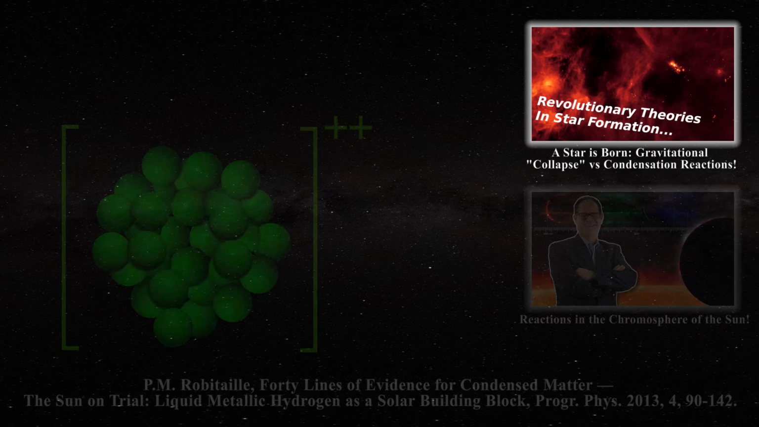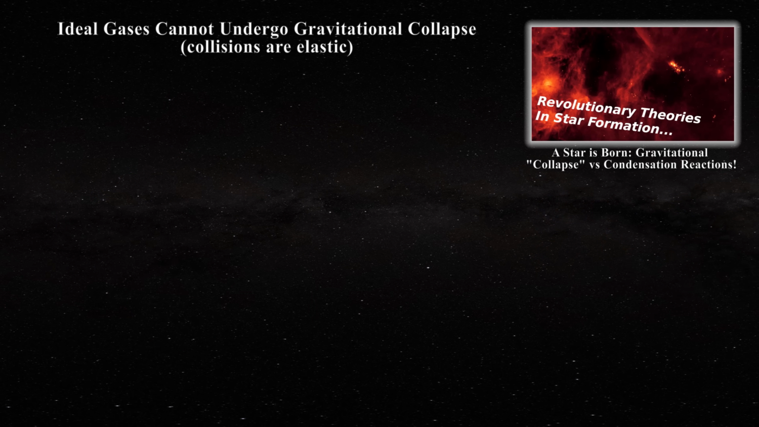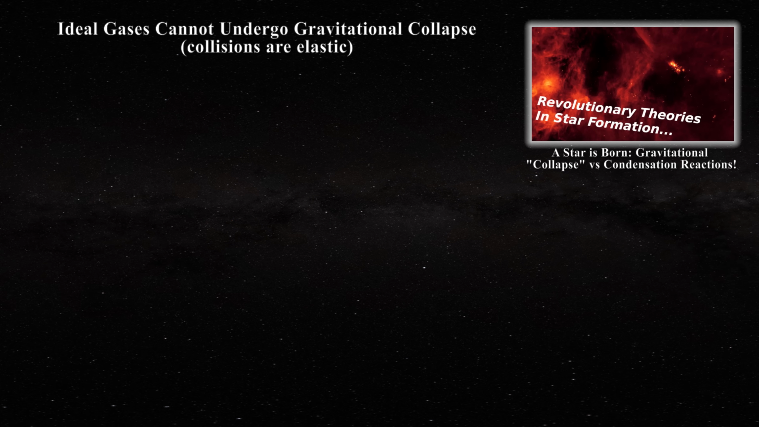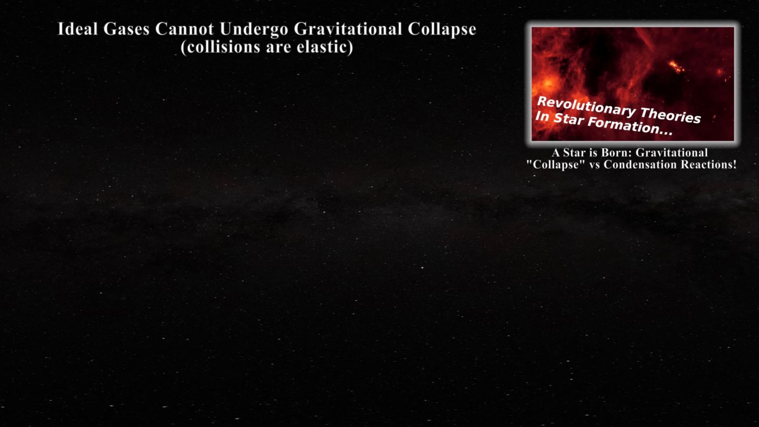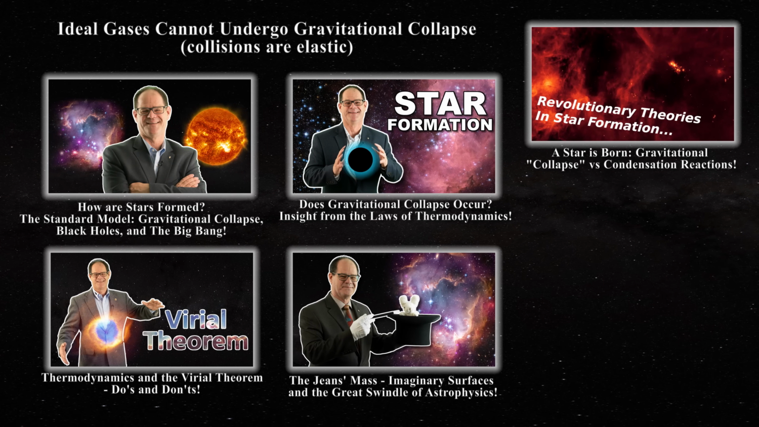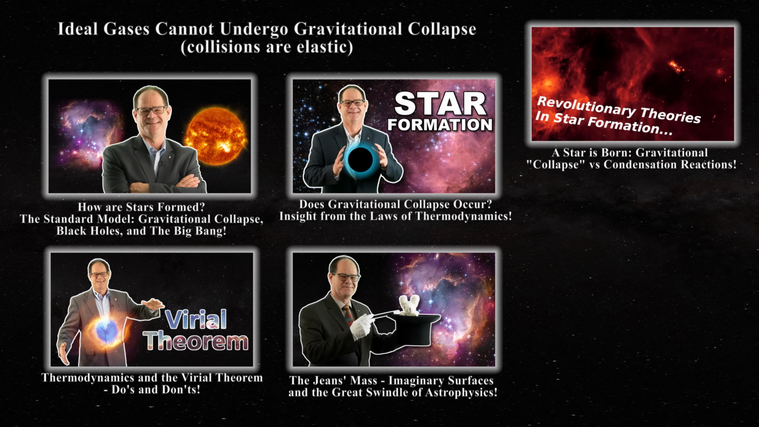In the last video, I also demonstrated that ideal gases cannot undergo gravitational collapse because the collisions which they sustain are always elastic. In this video and several others, it was seen that the application of the virial theorem to ideal gases leads to a negative heat capacity, which is known to be false. Gases always possess a positive heat capacity and are never gravitationally bound. Hence, the virial theorem cannot be applied to such systems.